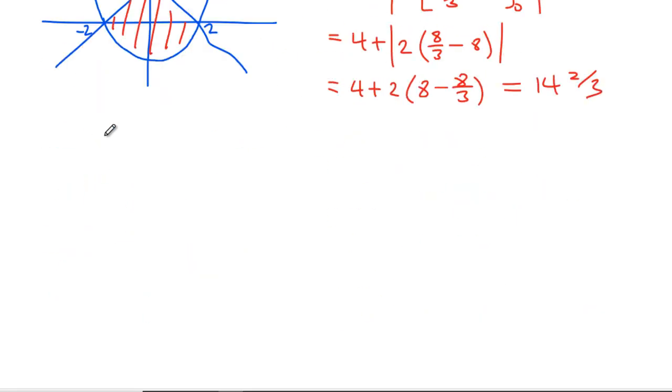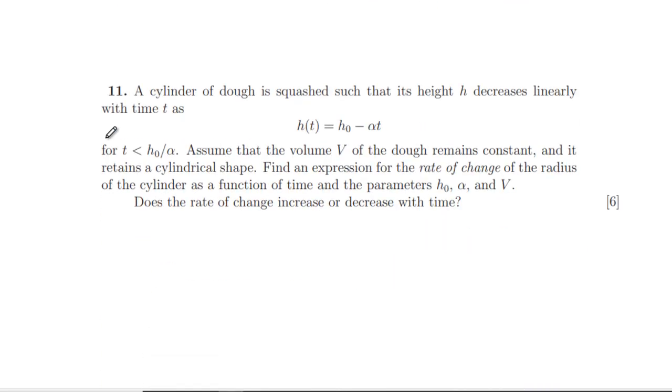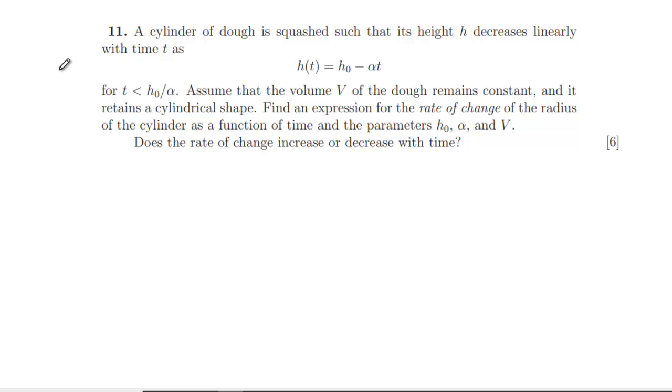Okay, so that brings us on to question 11, which is the last one in the maths section. A cylinder of dough is squashed such that its height h decreases linearly with time in that fashion, for t less than h0 over alpha. Okay, so we're not getting negative height. Assume that the volume v remains constant and it retains a cylindrical shape. Find an expression for the rate of change of the radius of the cylinder as a function of time.